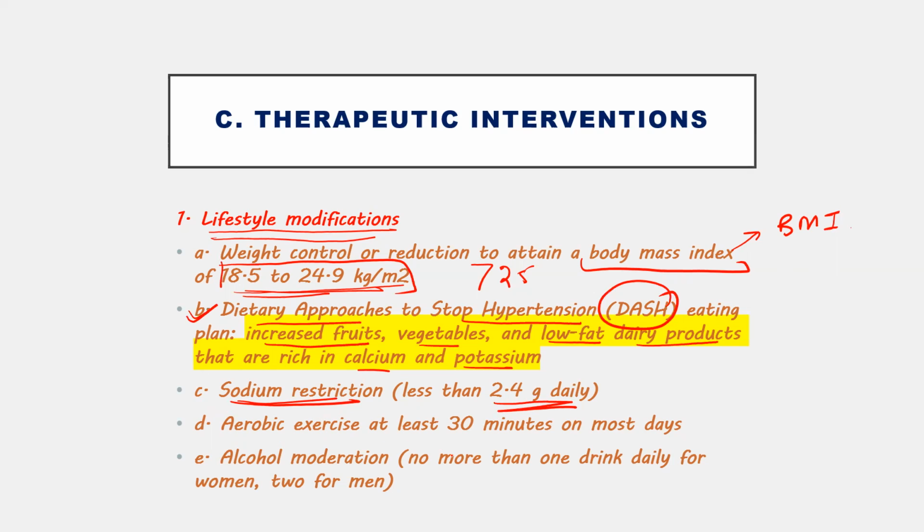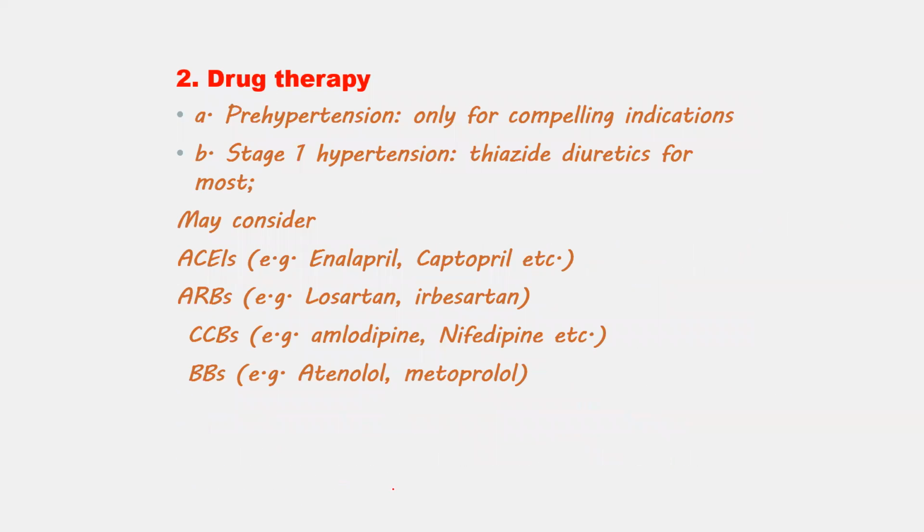Aerobic exercise for at least 30 minutes on most days is very, very important to increase cardiac health. Doing aerobic exercises helps in improving cardiac health. Alcohol moderation: alcohol should be limited, no more than 1 drink daily for women and 2 for men. So these are the lifestyle modifications that the patient has to follow. After improving the lifestyle, if there is no improvement, then drug therapy has to be started, and in most patients, drug therapy is needed.